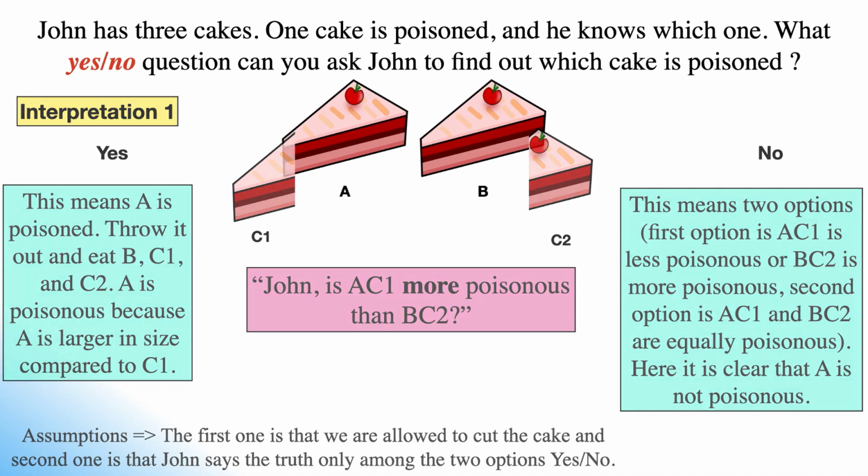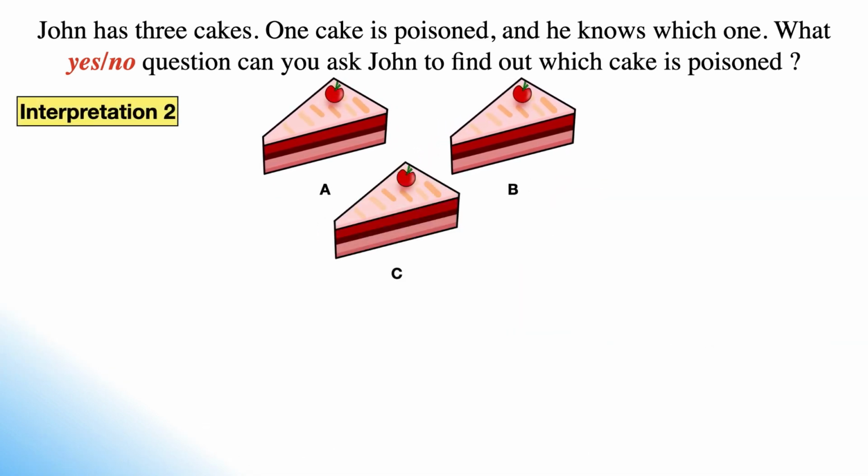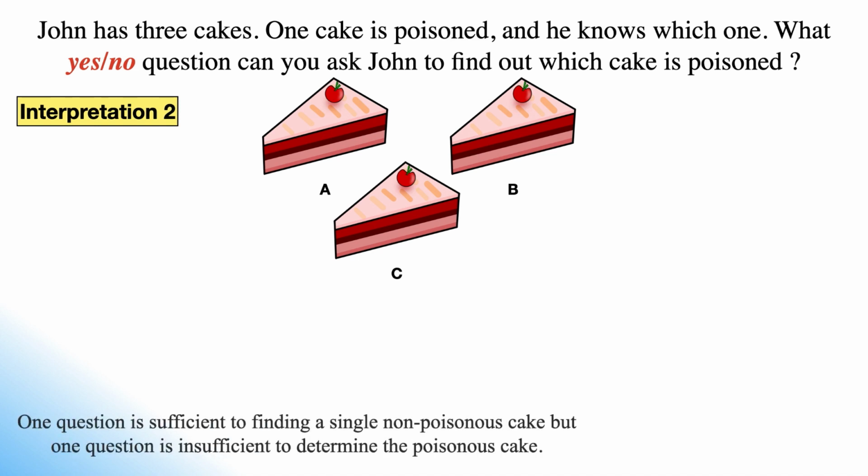Let me explain another interesting interpretation. According to this interpretation, one question is sufficient to find a single non-poisonous cake, but one question is insufficient to determine the poisonous cake. Let A, B and C be a labeling of the cakes. If you only have the option to ask one question and can take no other action, there is no such question.